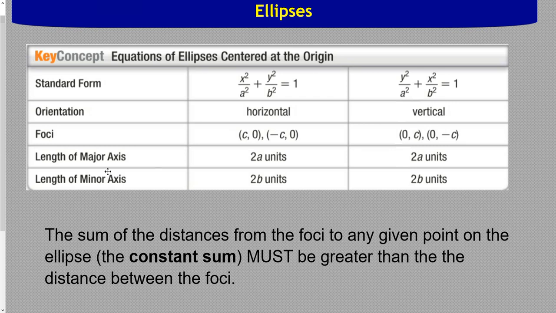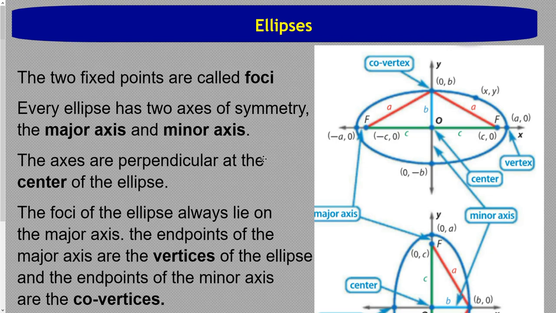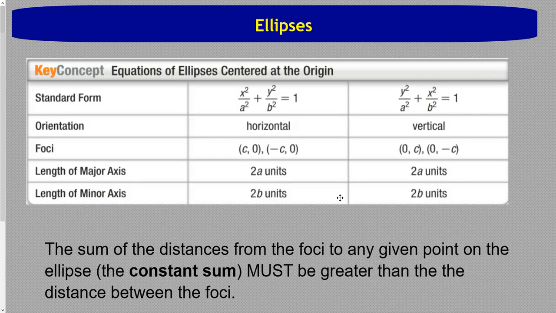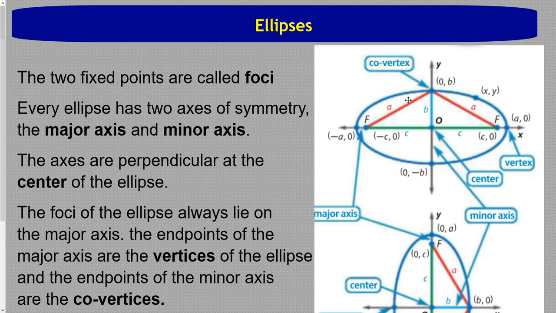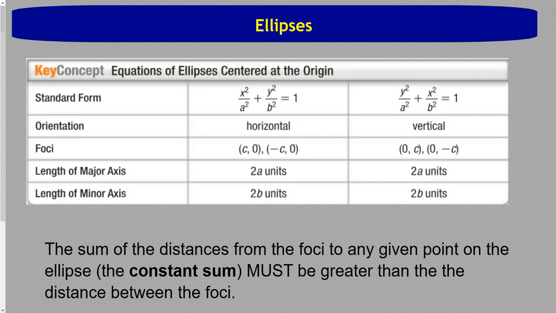The foci, those are the points on the major axis that define the ellipse, are at (c, 0) and (negative c, 0). So if we go back here, you'll see that c is the distance from the center to the focus. If you go that distance left, it's negative c, and if you go that distance right, it's positive c. The length of the major axis is 2a. So this is a right here. It's the distance from the center to the vertex. Double that length is the length of the major axis.